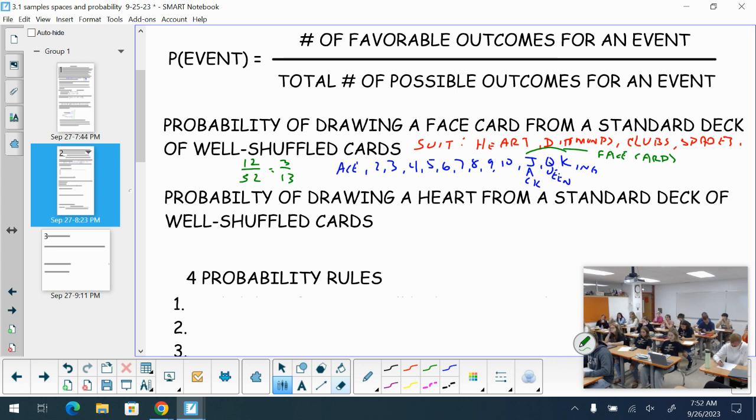Probability drawing. Oh, hold on. Got to draw it. Here we go. Pick a card, any card. You draw a face card. Oh, he drew the ace of spades.